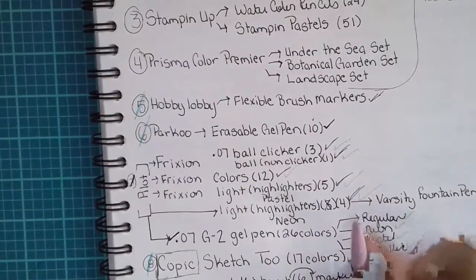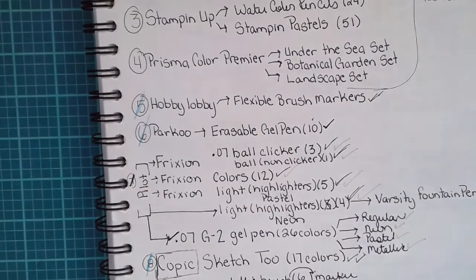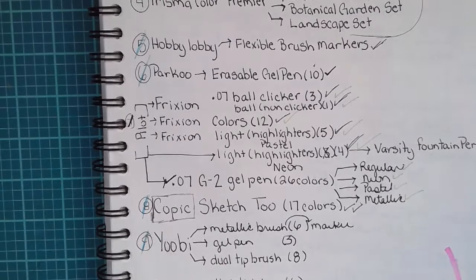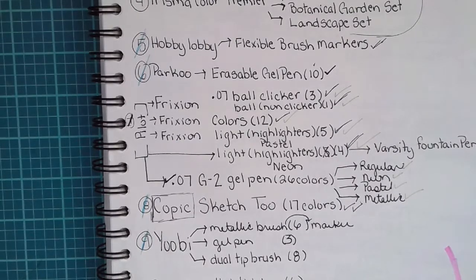All right, Copic markers are done. Check them off the list. Oh, I was checking in green, but it's okay. Okay. UB. UB is a brand at Target. I have the metallic brush markers, the gel pens, and the dual tip brush. I only have 3 gel pens. I think these will all fit in a case together.